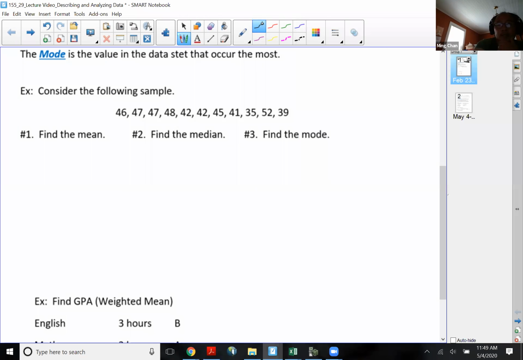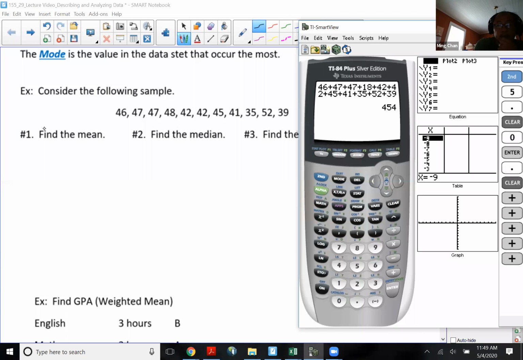Do y'all mind if I write this down? I'm going to purposely write this. Individual data is called X sub i.